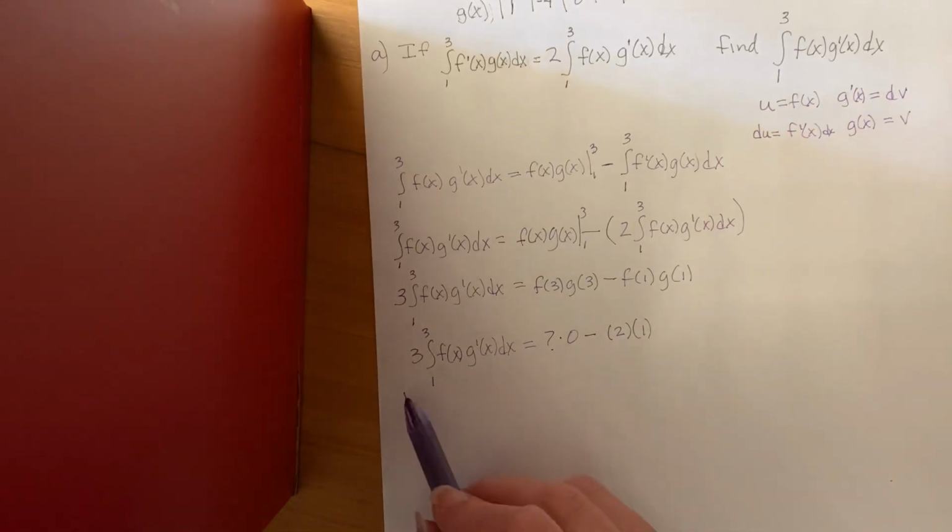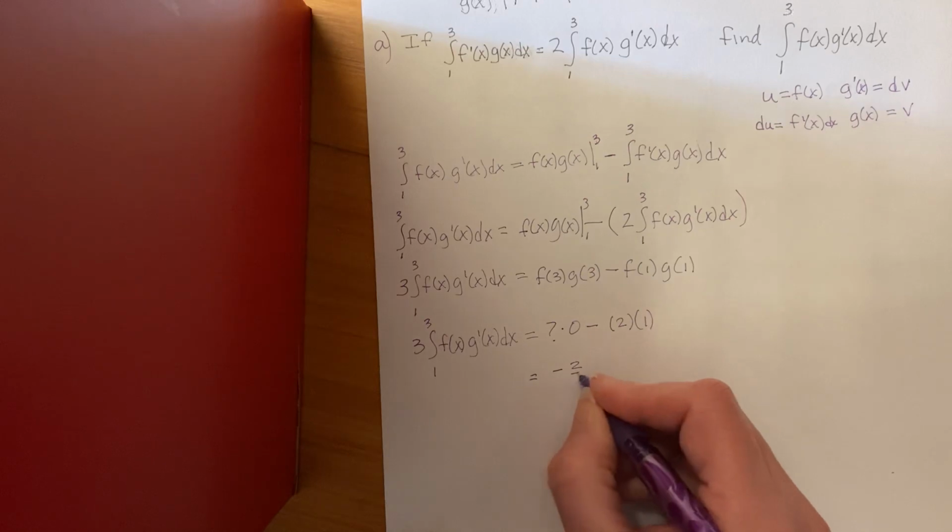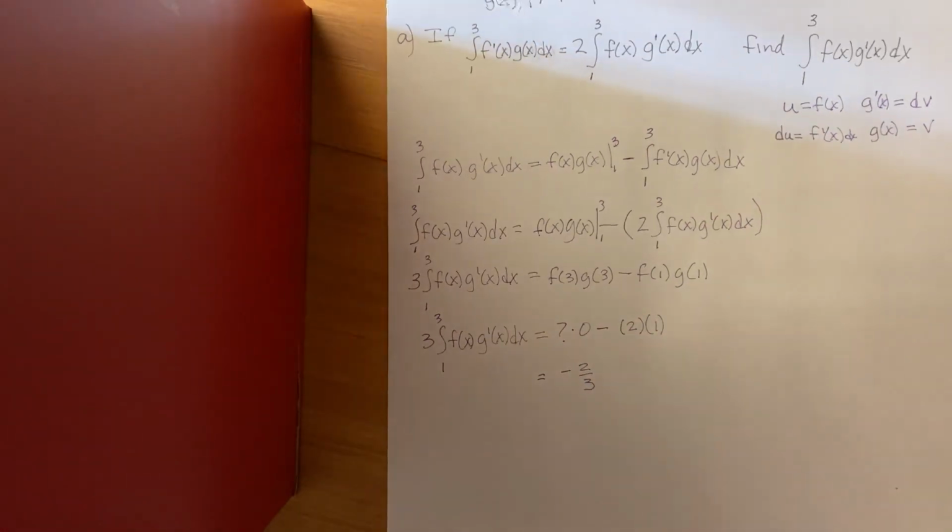So now to solve this problem, we need to take this 3 from this side and bring it over here. So our answer is going to be negative 2/3. Voila, what shouldn't have taken me that long in 2 videos.